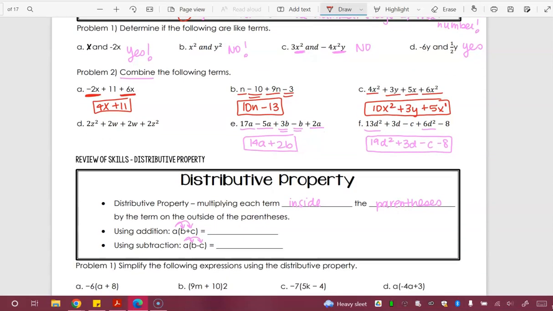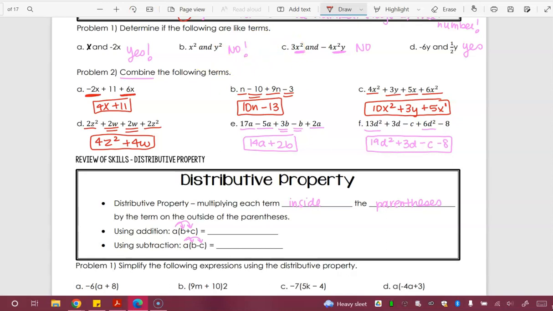Let's check out D here. Let's look at like terms. I've got a 2z squared, a 2w, 2w, 2z squared. I'm going to add those together. So now I have 4z squared. 2w plus 2w gives me 4w. E and F are already done, so you guys can check those out and make sure you get the same answer that I've gotten.